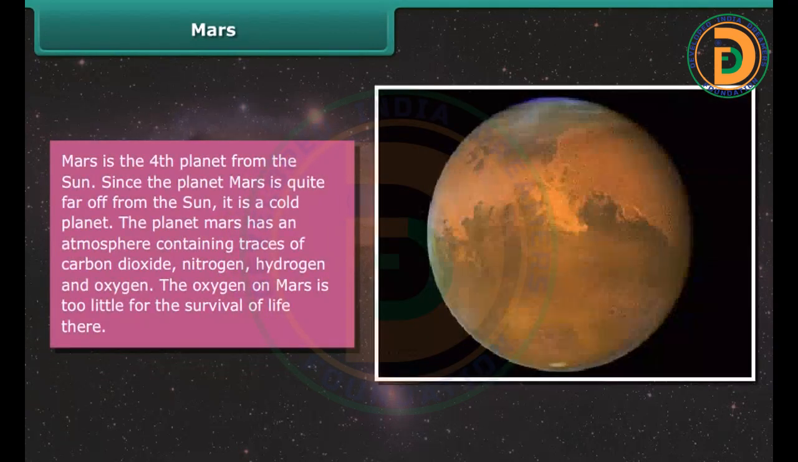Since the planet Mars is quite far off from the Sun, it is a cold planet. The planet Mars has an atmosphere containing traces of carbon dioxide, nitrogen, hydrogen, and oxygen. The oxygen on Mars is too little for the survival of life there.